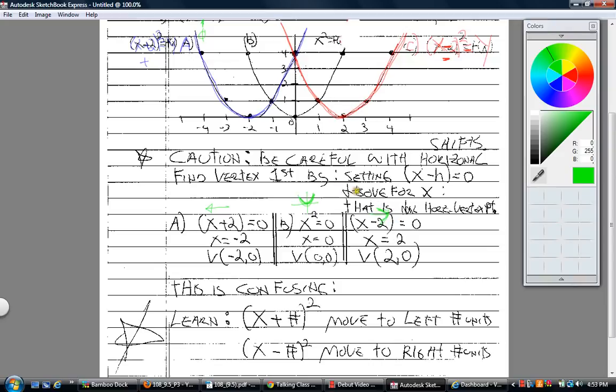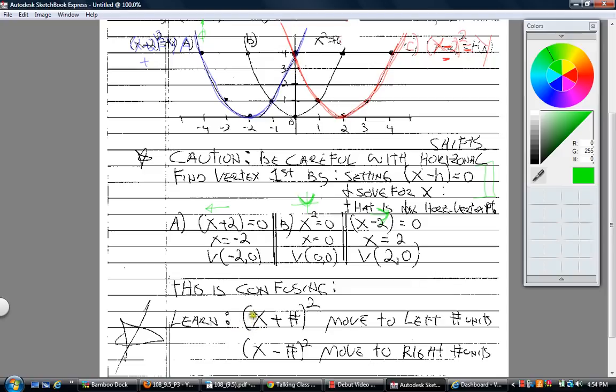Over here I have the caution: be careful with horizontal shift. Find the vertex first. Setting the parentheses equal to 0 and solving for x is another way to say what I've been saying before. You work with whatever goes in your head, but I want you to get it in your mind. Don't memorize the short-term stuff, okay? You'll forget it. In 143 you'll say, I can't remember which way it goes.